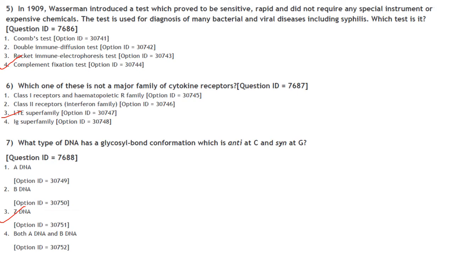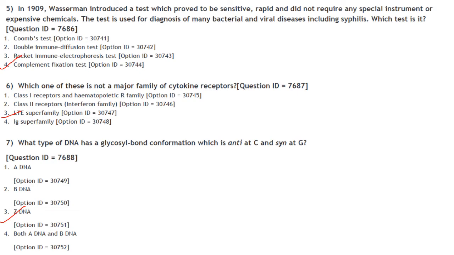Which one of these is not a major family of cytokine receptors? Class 1 receptor, hematopoietic family, class 2 receptors, all these are cytokine receptor families. IgG superfamily is also a cytokine receptor family, whereas the LTE superfamily is not. Answer is option 3.